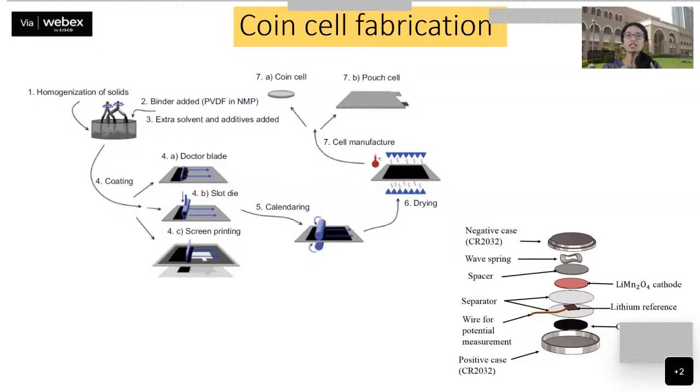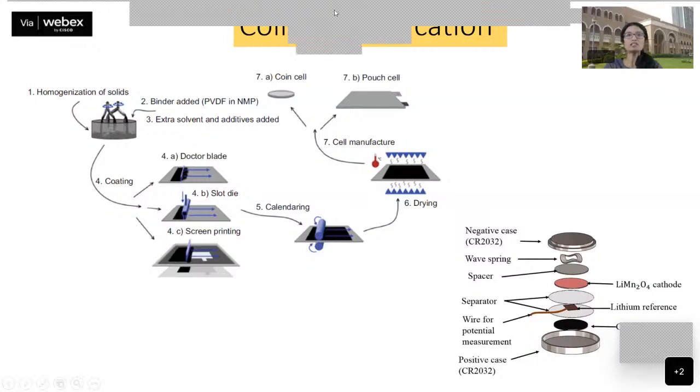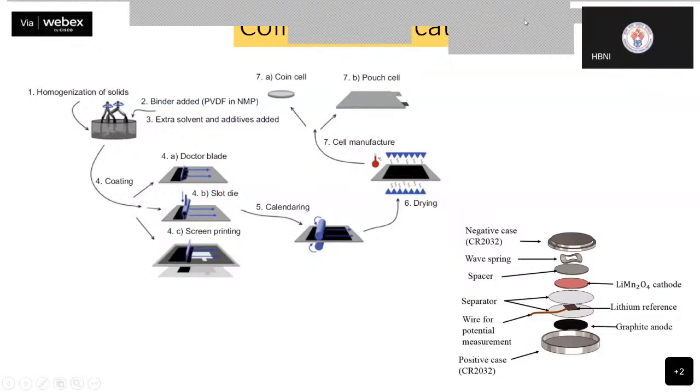And with that, either you can use a Doctor blade or you can use a slot die or you can use a spray printing technique. And then, of course, you have to do calendaring of that particular current collector with the electrode pasted on it. Then you dry it. And after that, you have to place those electrodes, that is the anode or the cathode materials, and assemble them in the form of a coin cell.